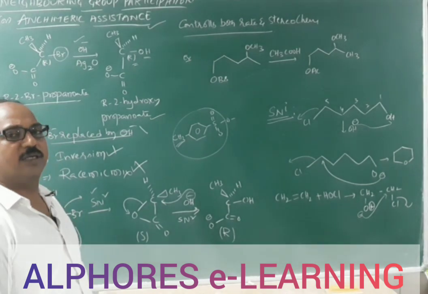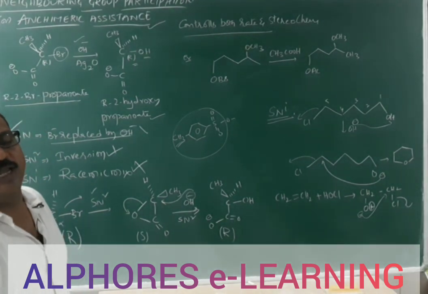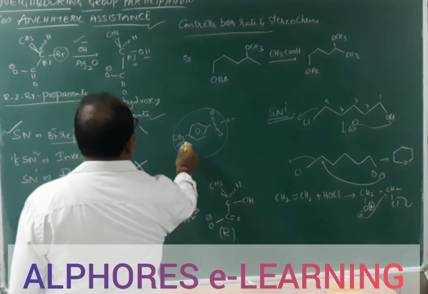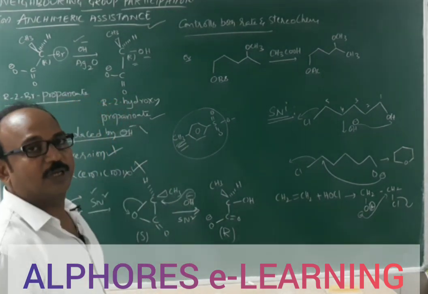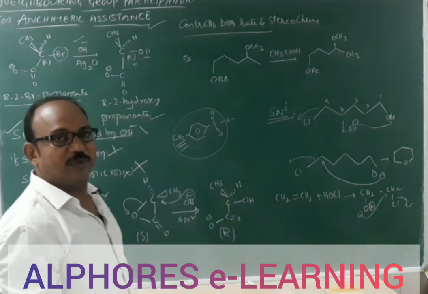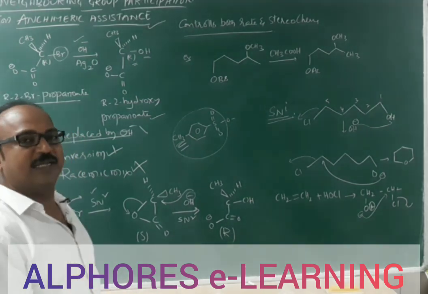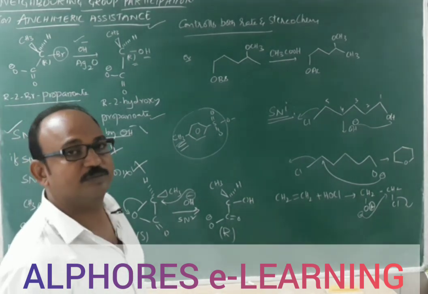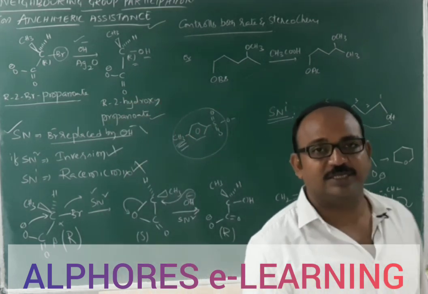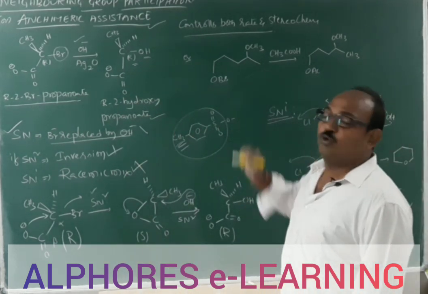In order to get more and more product, we increase the leaving group's leaving tendency by keeping electron withdrawing groups in the para position. Obviously, it possesses S double bond O, it is a good leaving group, no doubt about that, and it further enhances by keeping an electron withdrawing group. Now we are going to keep Br there. That is what we call the brosylate. Now this is a good leaving group.